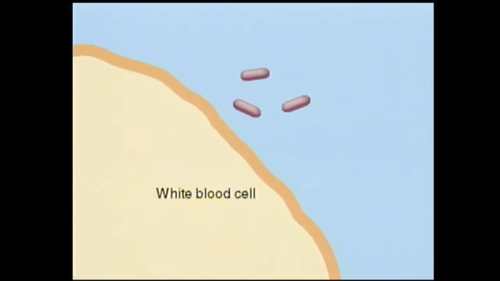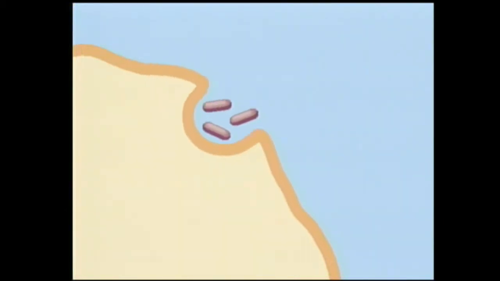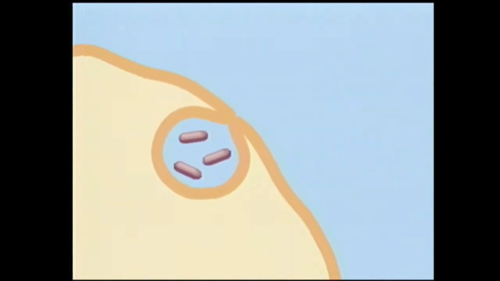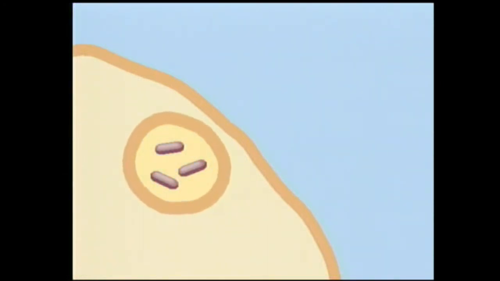Human white blood cells engulf bacteria and other unwanted cells. This process is called phagocytosis. Phagocytosis is another example of endocytosis. Once inside the cell, the vesicle containing the bacteria fuses with another vesicle called a lysosome. The lysosome contains digestive juices which destroy the bacteria.